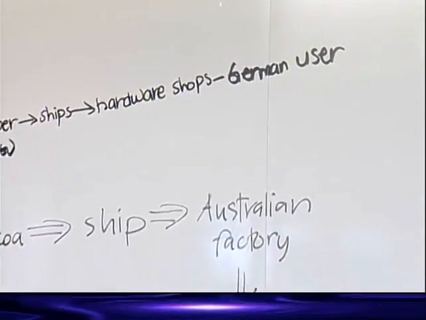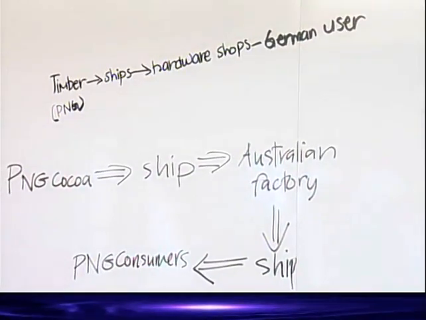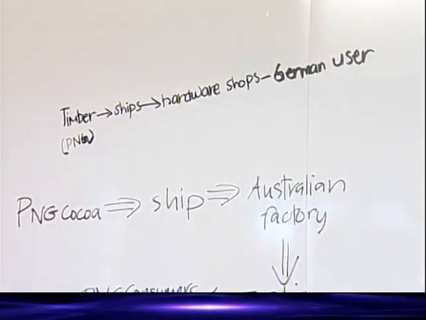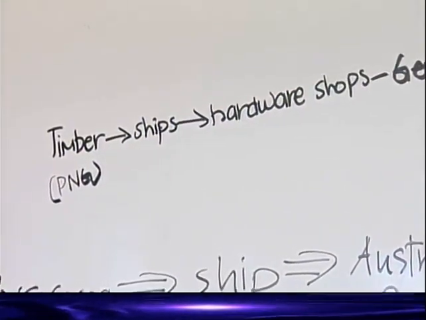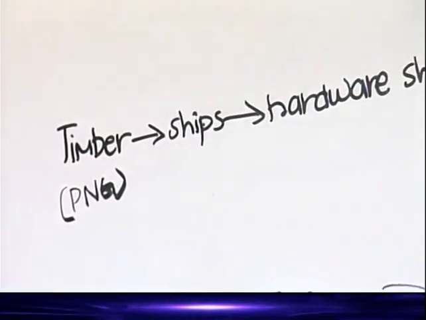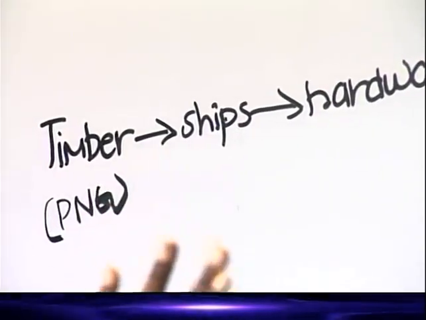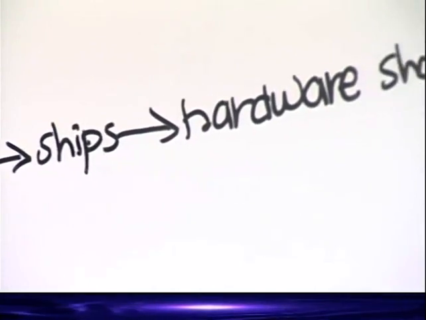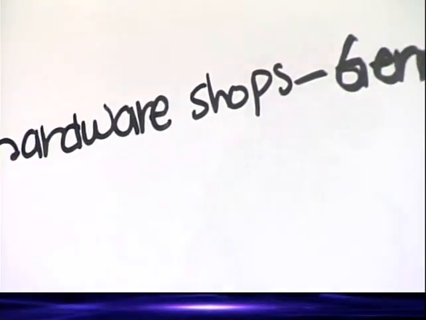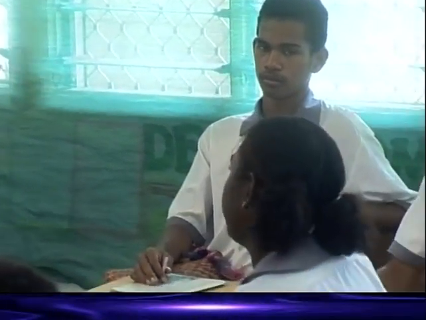Can someone explain this, please? Timber, ships, hardware shops, German user. Can someone just explain clearly on this one? Okay, receiving students, listen. The timber in Papua New Guinea is shipped to Germany to the hardware stores, the hardware shops, and the hardware shops sell it to the German user. Thank you. It's better.